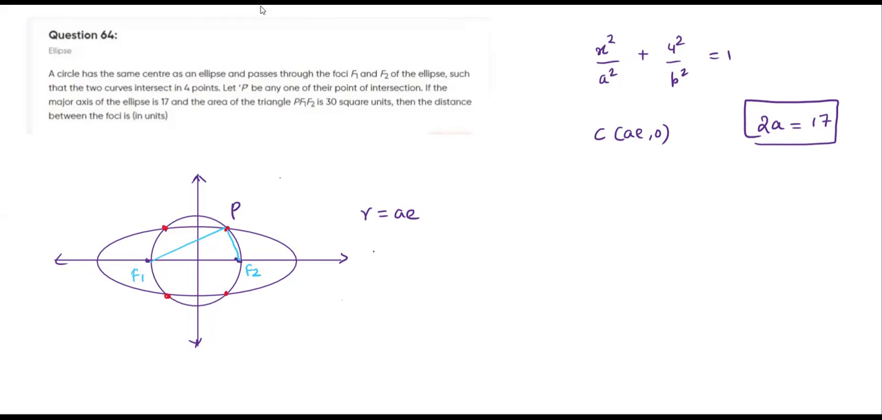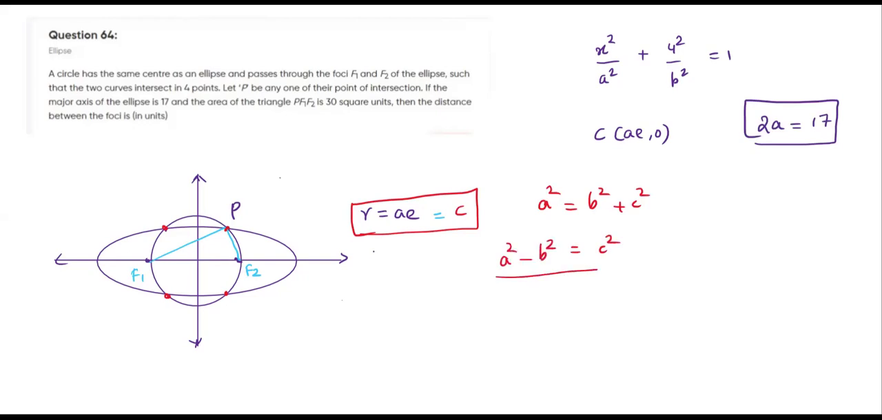One more thing. Since R is equal to A, what is A? A is equal to C. Yes or no? Now we have a relationship between A and B. What is it? A square is equal to B square plus C square. Now from this, what is C square? C square is equal to A square minus B square. Now let's put it here, and this is equal to R square eventually, right?